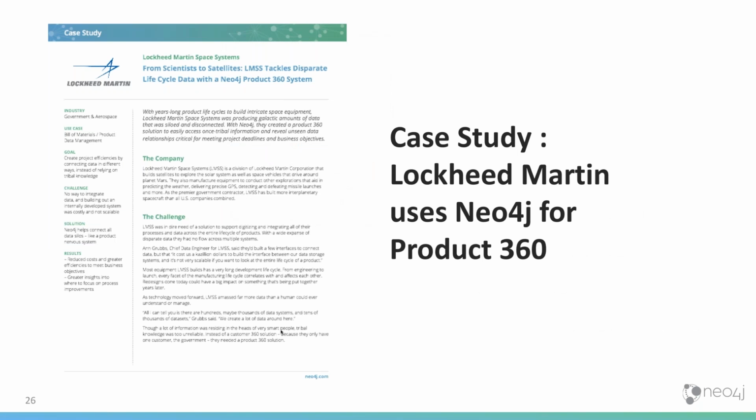And then Lockheed Martin. Lockheed Martin uses Neo4j for Product 360. We talked about Customer 360 before. Product 360 is the same idea, but really looking at their products, understanding all the data that sits around their product and how it fits together. So having that 360-degree view of their product has generated a lot of efficiencies for them, and has generated new insights so that they can use that to improve their products going forward.